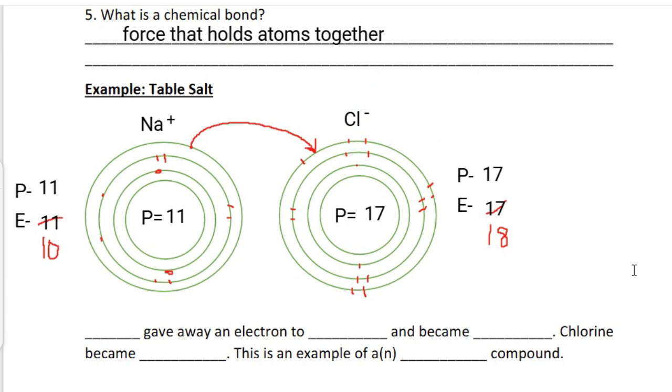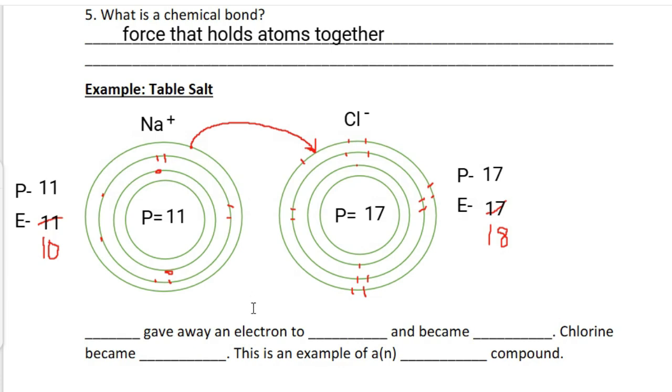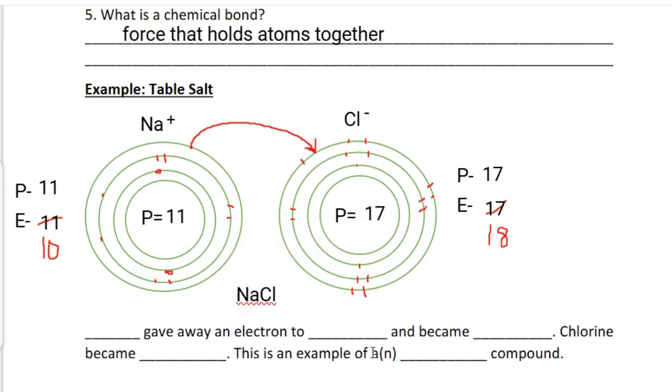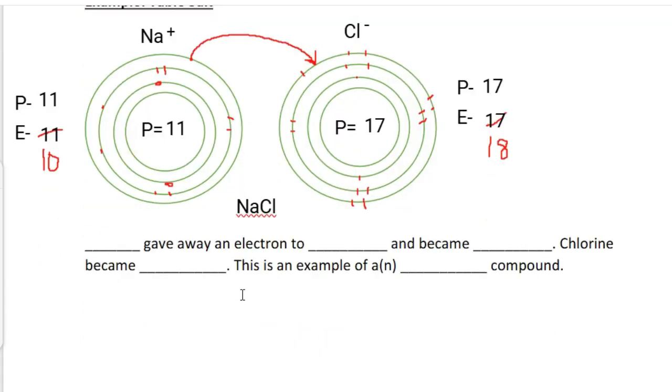Now opposite charges attract. So these two elements are going to move towards each other. They're going to chemically combine. And when they chemically combine, they're going to make NaCl, which is table salt. Because they have opposite charges and there's only one each, they're going to neutralize each other. So now you've got a neutral compound of table salt.